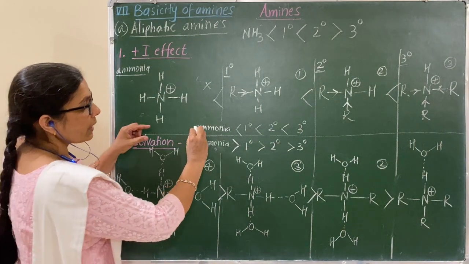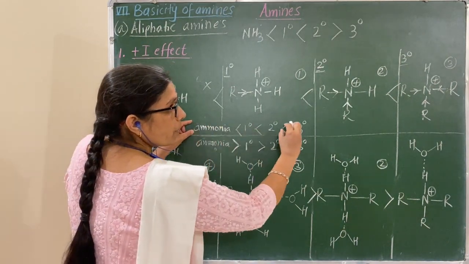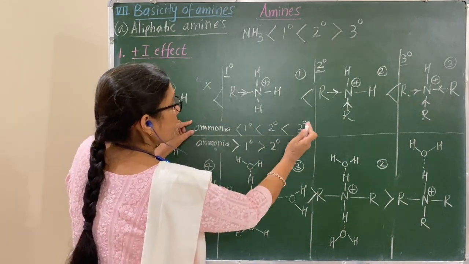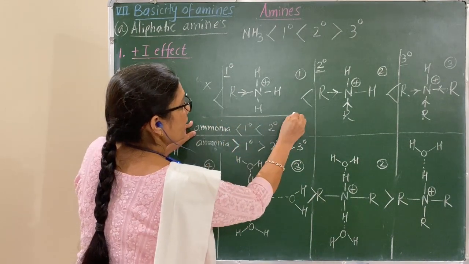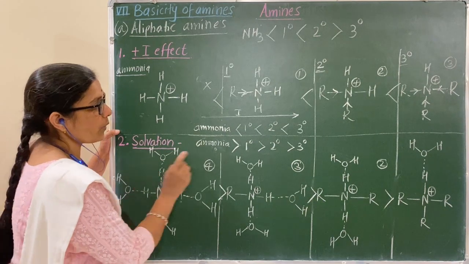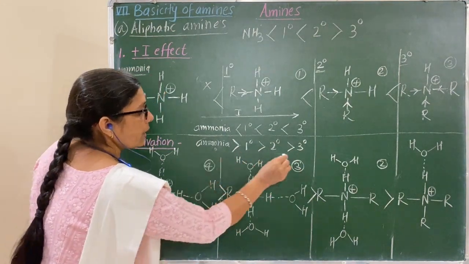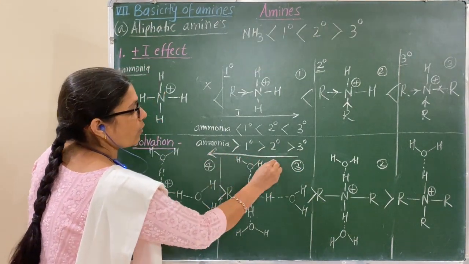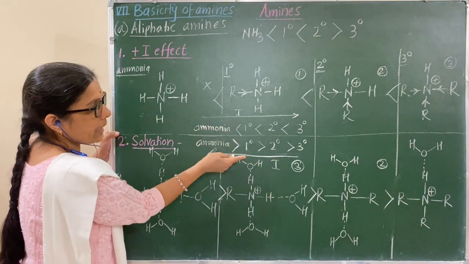That is, here due to the plus I effect, the stability is in this order, that is, it increases in this order, while due to solvation the stability increases in this order, that is exactly opposite.